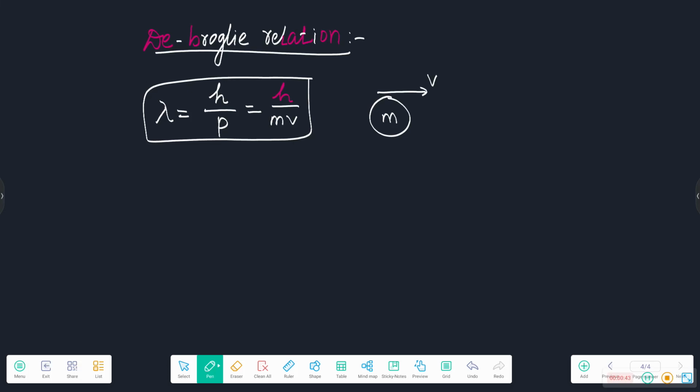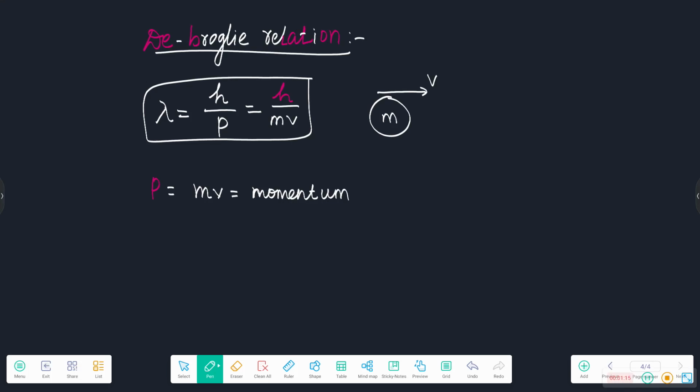Okay, what is p? Now p is basically momentum. So when a particle moves with velocity v, its momentum is mv. You can write p equal to mv, which is momentum. Yes or no? Any doubt is there? No, right? So if any particle is moving with velocity v, then its wavelength associated with that.